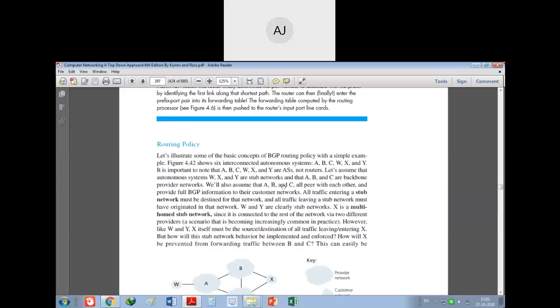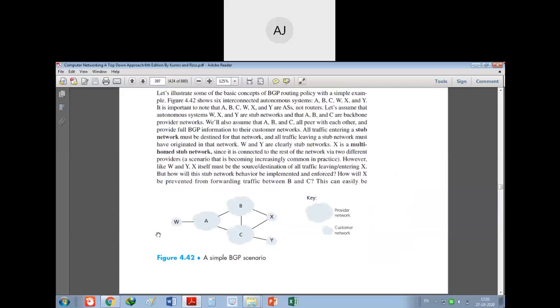Now here, the example given is A, B, C. These are the service providers. Okay, so you can say they are service providers like Jio, Airtel, and all. And W, X, Y are the customer networks. Now, how will the communication be established using different autonomous systems?